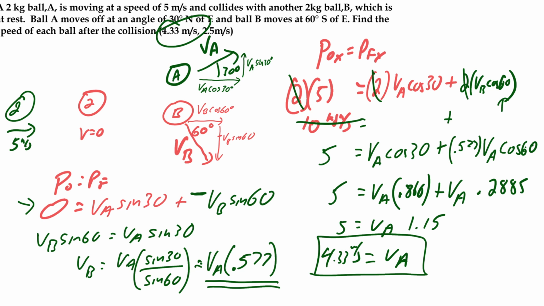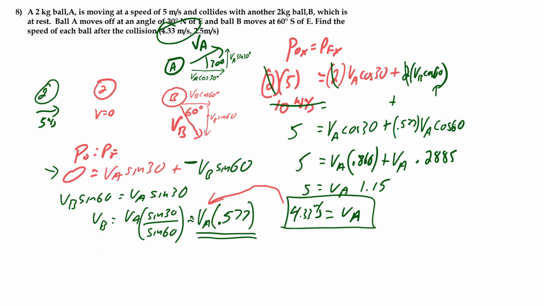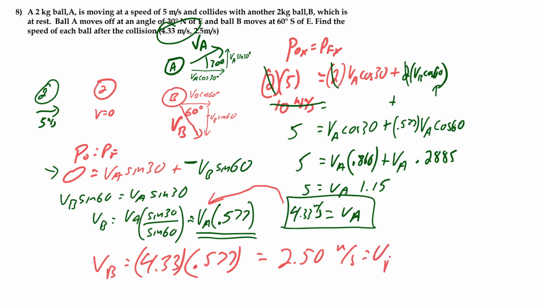And then at this point, this should be really easy. We're just going to throw that right into there to solve for VB, because we already derived that equation for VB, right? So VB equals 4.33 times 0.577. Okay, and that gets me about 2.5. I'm getting 2.499. Yeah, so we'll go 2.50 meters per second equals VB.